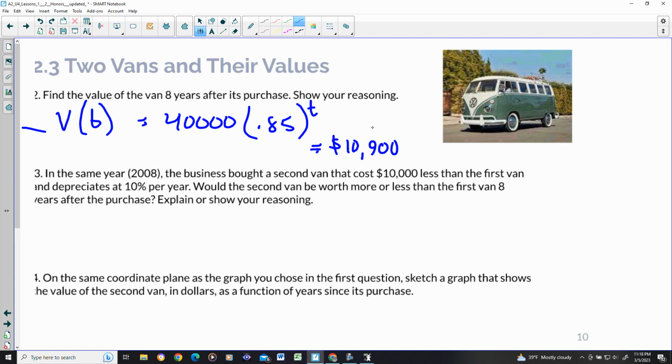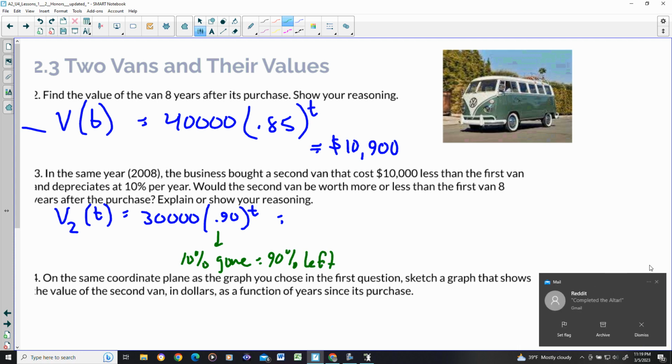So again, we have the original function. So let's call it V sub 2, second van, t, is going to be 30,000, $10,000 less. Now, if it depreciates at 10%, how much is left over? 90%. Okay. And so, again, look at the connection here. I'll write it again just to make it perfectly clear here that 10% gone equals 90% left.